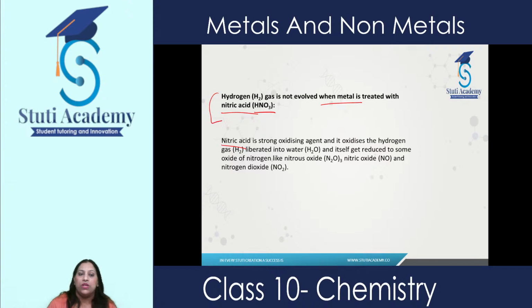It is a very important question. It's a 2-mark question. Why does hydrogen gas not liberate when metals react with nitric acid? And the answer is: nitric acid, being a strong oxidizing agent, oxidizes the hydrogen into water and itself gets reduced into oxides of nitrogen like nitrous oxide, nitric oxide or nitrogen dioxide. So that's the reason why hydrogen gas is not liberated when metals react with it.